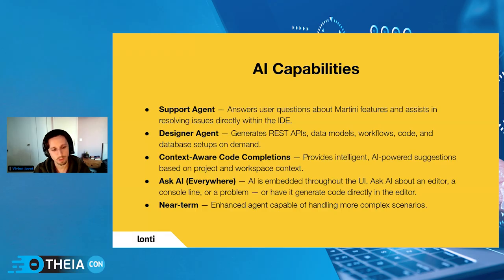Then we have Ask AI. So it's basically AI embedded throughout the UI. You can ask AI about anywhere in an editor, a code editor, a console line from a problem in the problem view. You can ask it to generate code directly in embedded code editors that we have everywhere in the UI.